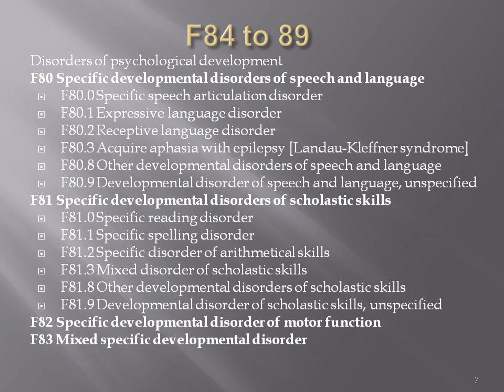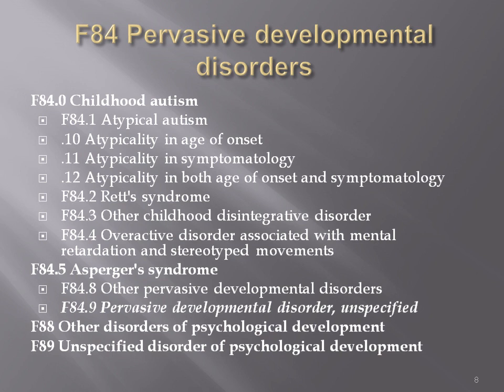Now we come to the disorders of psychological development, and that is our main topic today. So F80 to 89, and especially F84 to 89, we'll be discussing today. F80 is speech and language disorders. F81 is scholastic skills disorder, developmental disorder, for example, calculation difficulty, and then similarly 82 and 83. F84 is childhood autism, and this is what we are going to discuss today.